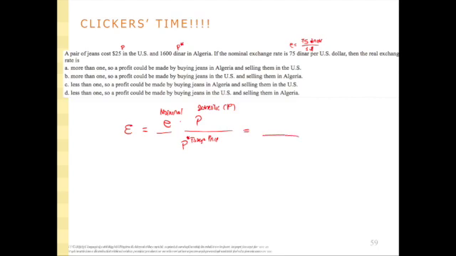Let us check it here. It's 1,600 dinar in Algeria, and a pair of jeans costs $25 here. And the nominal exchange rate is 75. So we have to compute 75 times 25, which is equal to 1875, divided by 1,600 is 1.17, which is greater than 1. So it is more than 1, could be A or B. In this case, what it's saying is that it's cheaper to buy these jeans in Algeria and sell them in the United States. So the solution is A.